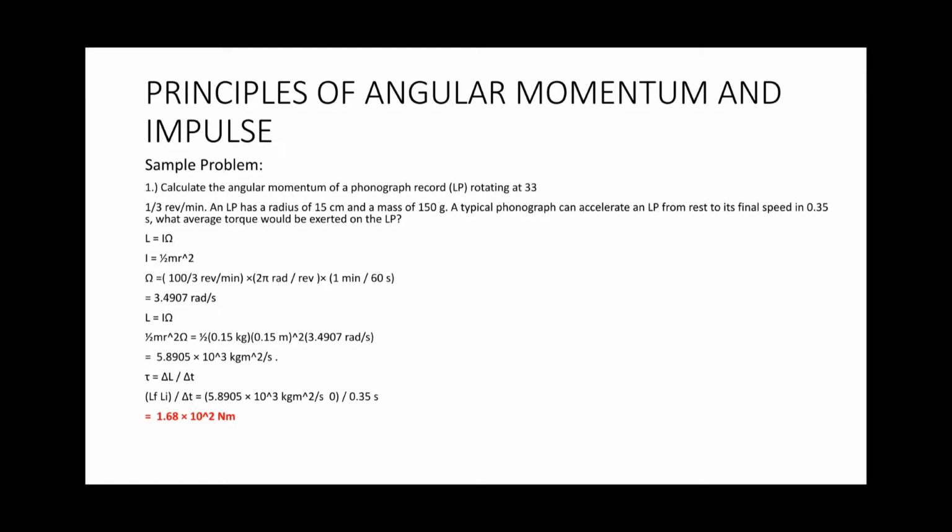Substitute it, we will get 5.8905 times 10 to the negative third power kilogram meter squared per second minus 0 over 0.35 seconds, which is equal to 1.68 times 10 raised to negative 2 Newton meter, and that's the answer.